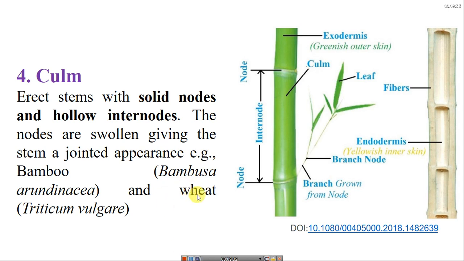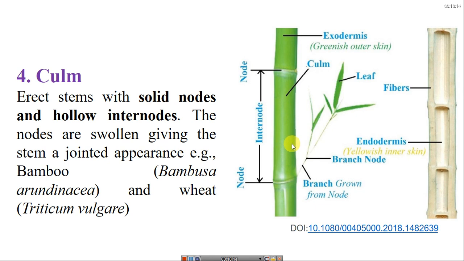The last and the fourth type of strong stem is the culm type. So we see this type of solid, strong stem in bamboo, okay, and in strong grasses. So you know that bamboo is also a kind of grass. It's a monocot, right? So the erect stem has solid nodes and hollow internodes. As you can see in the stem, the node is very solid. Okay, and in between the two nodes we have an internode, which is hollow.